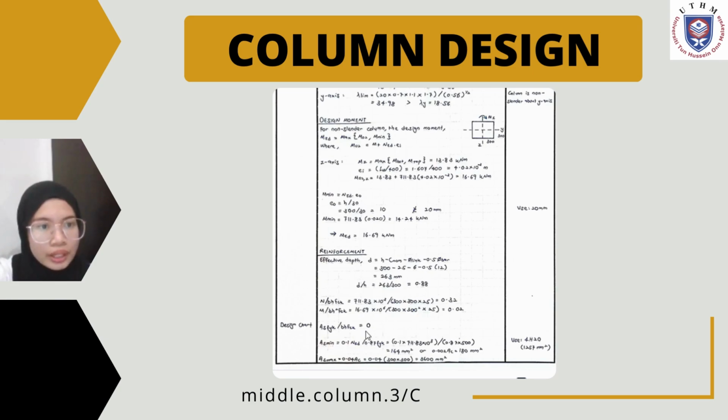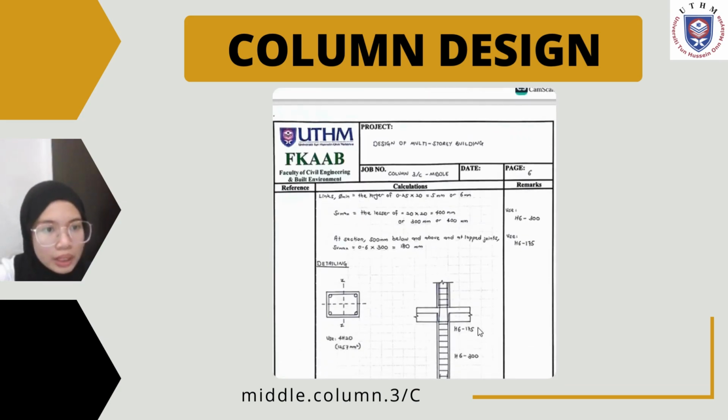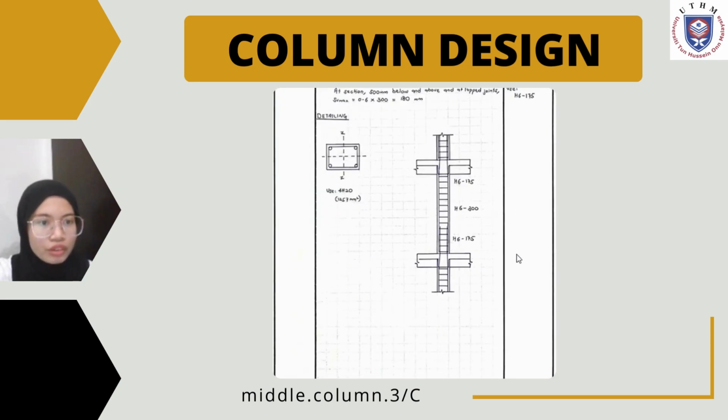So As required is also 0, but we can still see the As min and As max to provide the bar, which is 4H20 with the area of 1257 mm square, and the bar spacing is H10-300 and H10-175. Therefore, this is the detailing for our column at 3C.